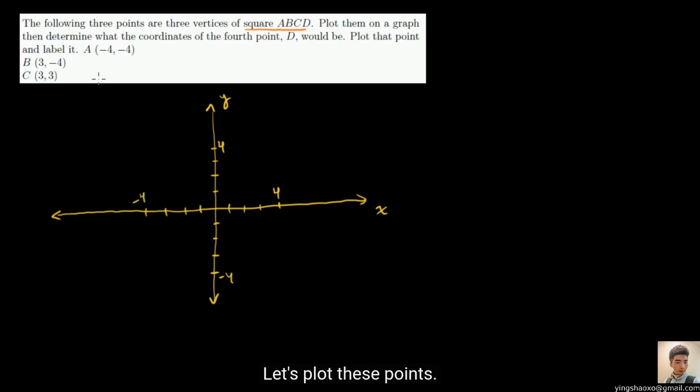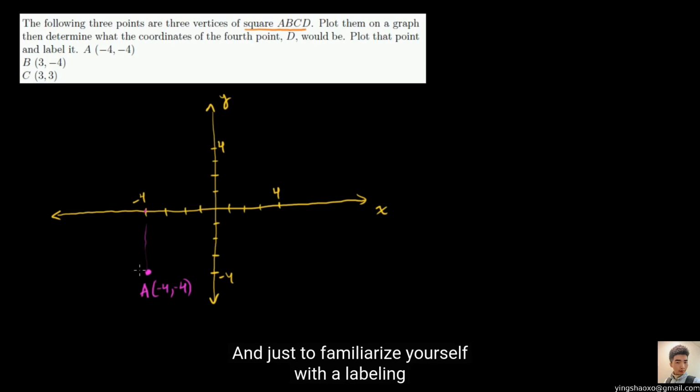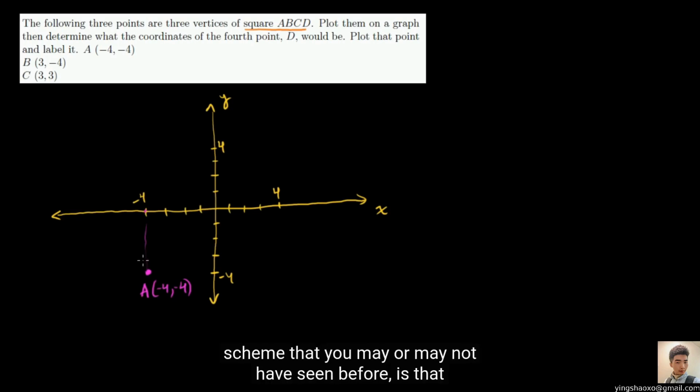And let's plot these points. So first we have the point A is equal to -4, -4. So we go x is -4, and then y is -4. So we drop down 4 right there. That is our point A. -4, -4.